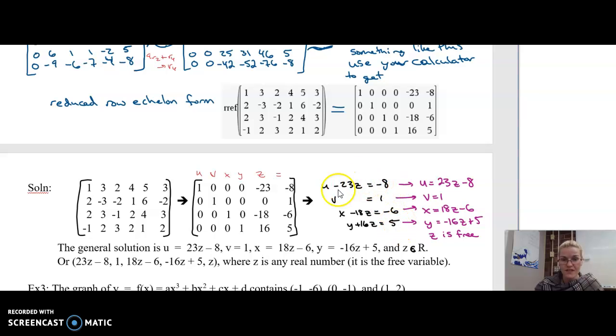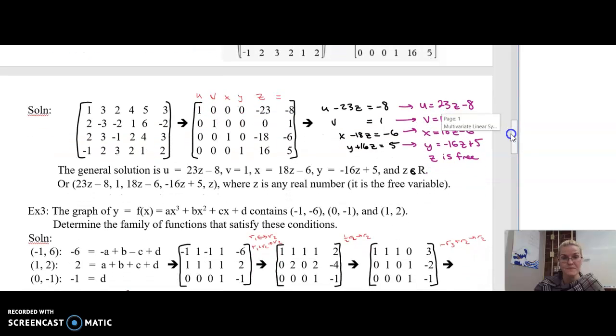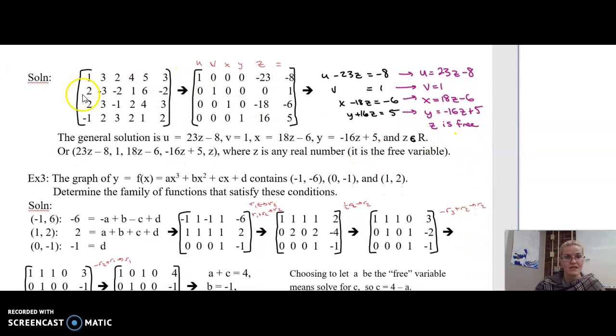And so solving this for u, solving for x, solving for y, basically tells me z is my free variable here. So z is the variable that can be any real number. And so the general solution to this system that we started with in example 2 is the ordered quintet (u, v, x, y, z), where u is 23z minus 8, v is always 1, x is 18z minus 6, y is negative 16z plus 5, and z is free. z can be any real number.